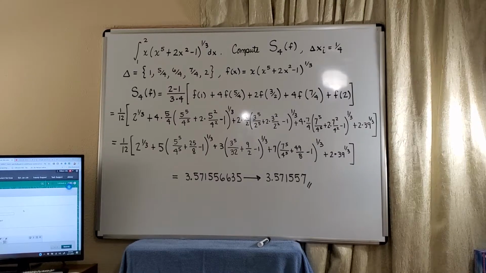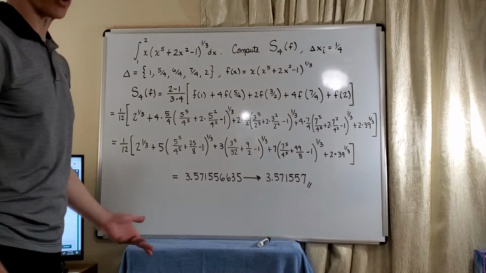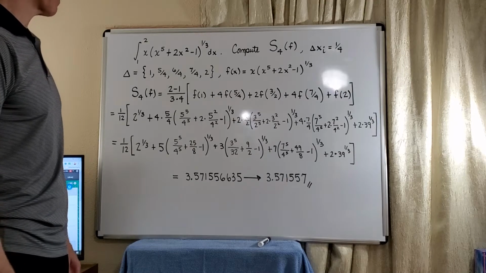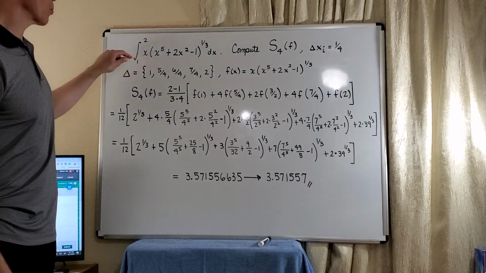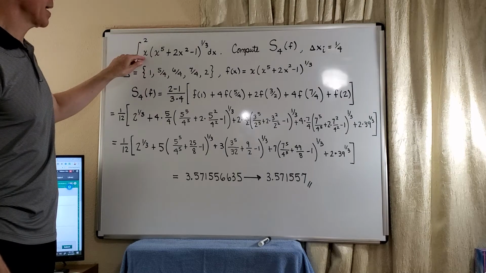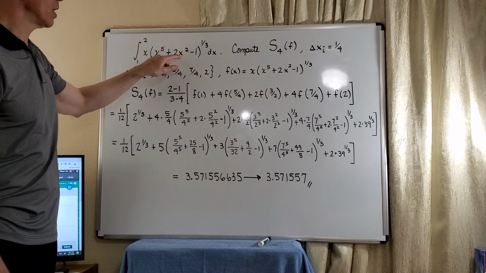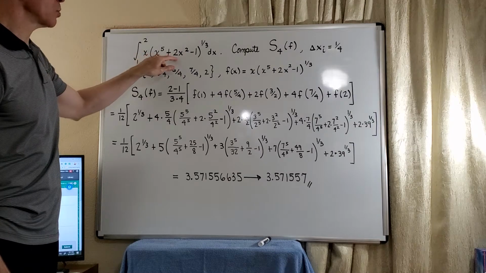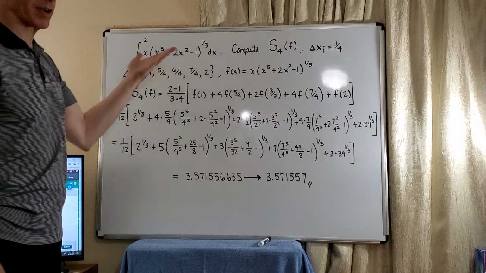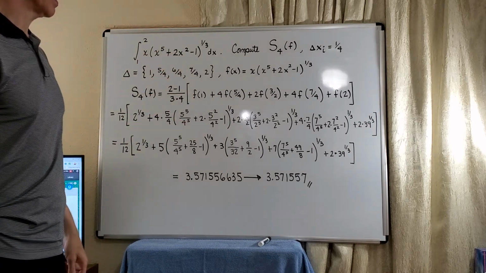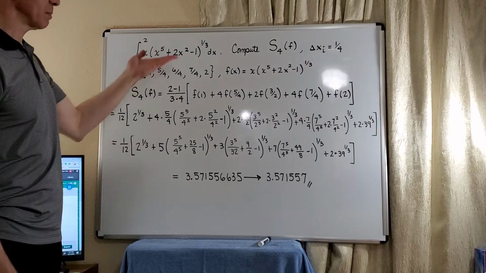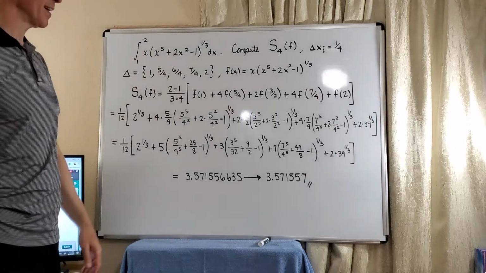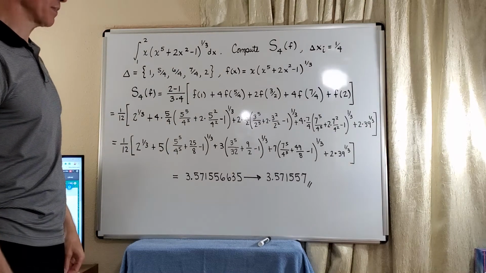Let's look at the Simpson approximation for an integral that we computed with the trapezoidal approximation. If you recall, we had the integral from 1 to 2 of x times the cube root of x to the fifth plus 2x squared minus 1, a rather unfortunate integral that requires some approximation techniques or some mystical reasoning in order to get an antiderivative for that.